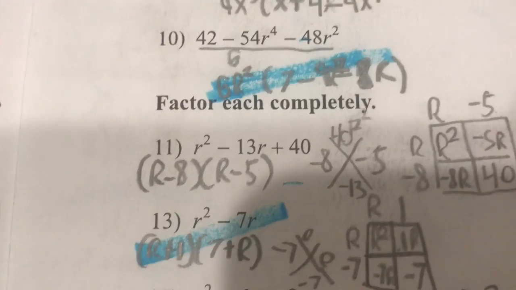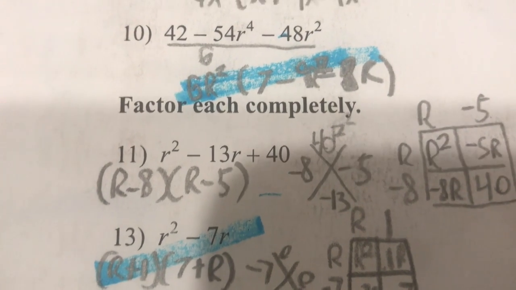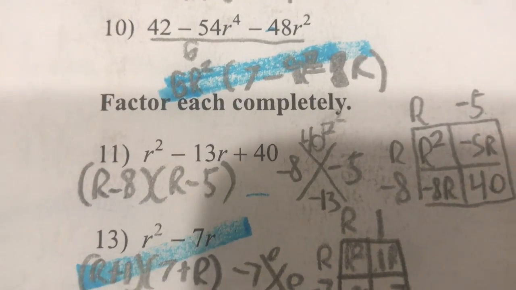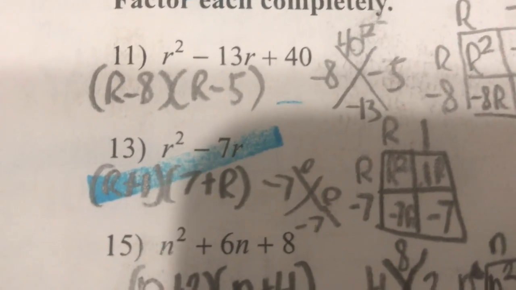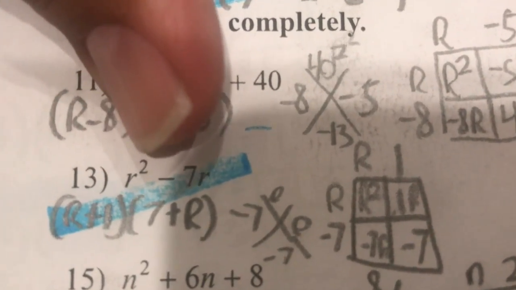Okay, so this is the last section. I wanted to only highlight a couple of them because there were quite a few errors here. I just wanted to make sure that we highlight some interesting thinking. This section was about factoring completely, and one of the first issues I found was right here on number 13, where it says r squared minus 7r.